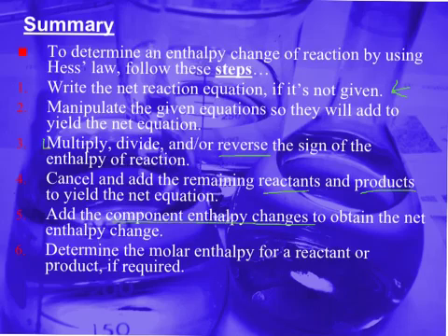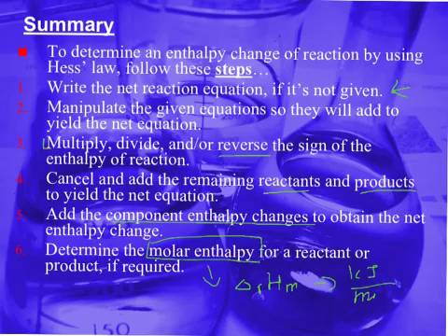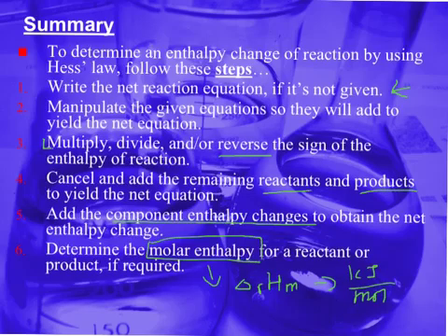And then lastly, if you're asked to do so, calculate the molar enthalpy for the reactant or for a product. Remember, molar enthalpy is denoted as delta HM. This really means in the units of kilojoules per mole. Hopefully these rules will help you with Hess's Law problems.